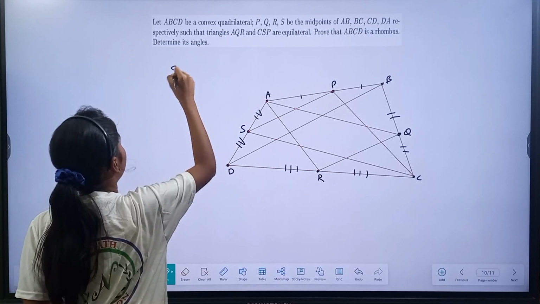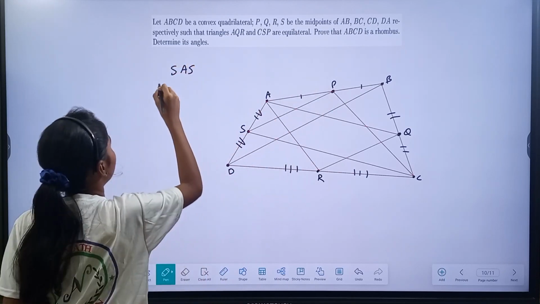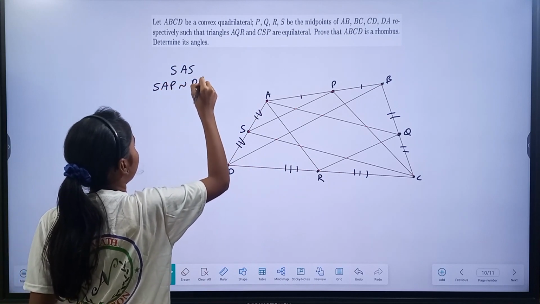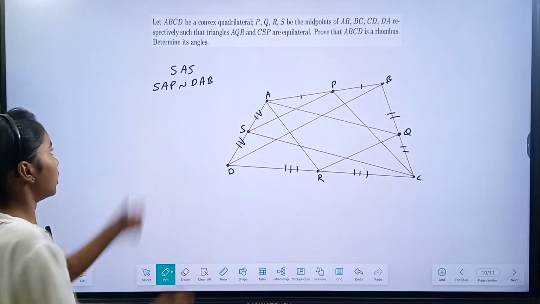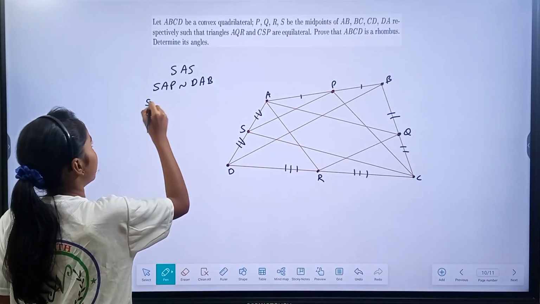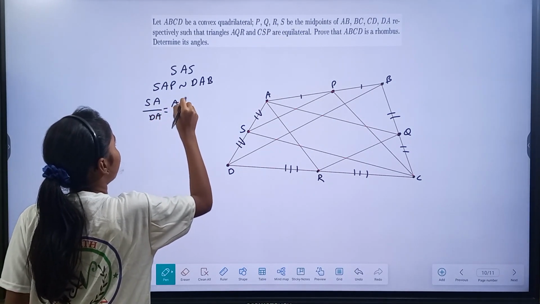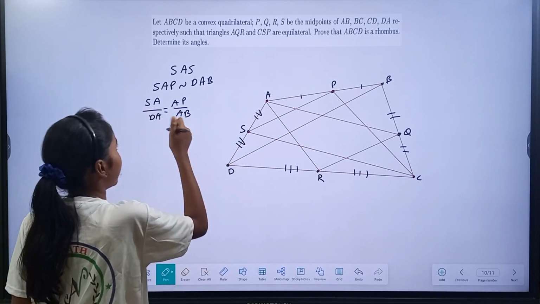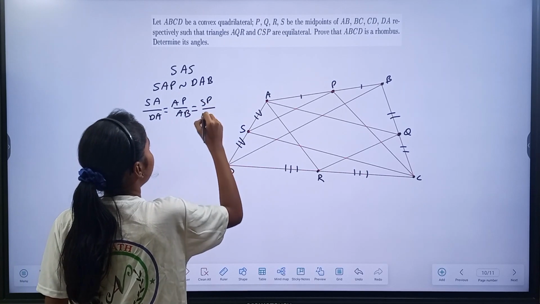by the SAS property we can write SAP similar to DAB. Now we'll check if the order we wrote is correct or not. So let's write the side ratios. SA divided by DA equal to AP divided by AB, which is also equal to SP divided by DB.